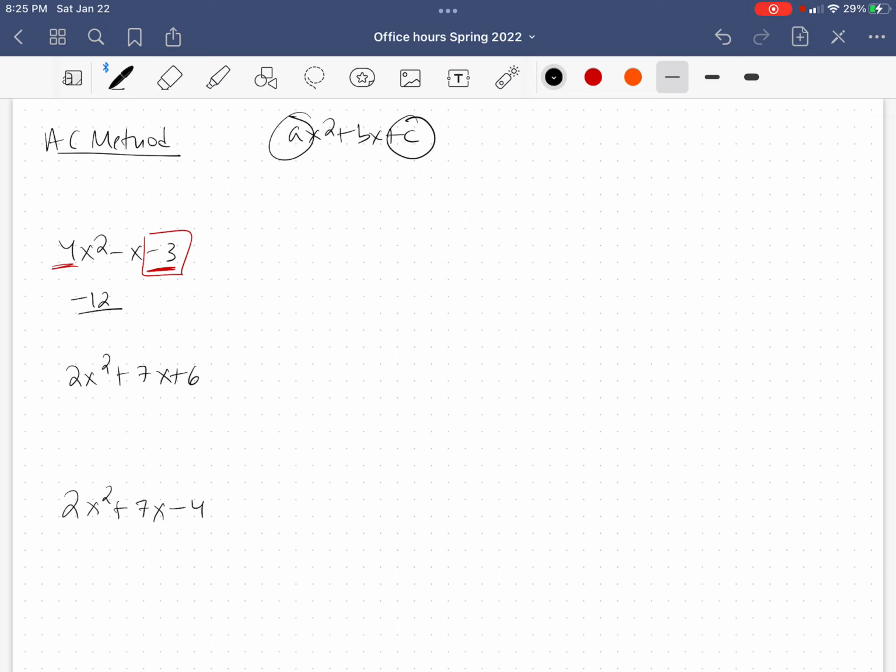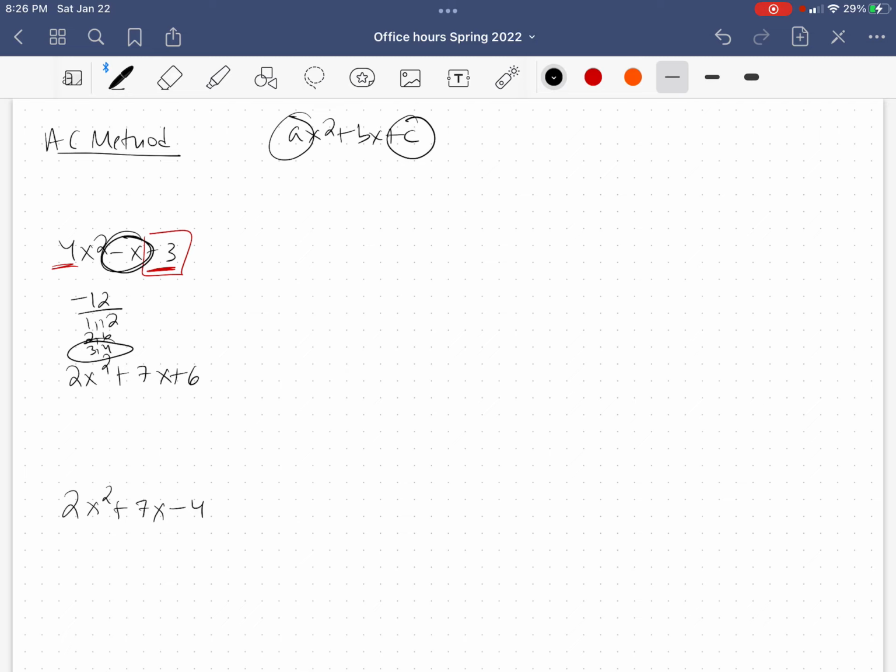I'm going to say, okay, to multiply to 12, I can do 1 and 12, 2 and 6, or 3 and 4. Now, of course, it was really a negative 12, so one of each term would have to be negative. Okay, now if I make one of them negative, will any of them give me a negative 1 from my middle term? Well, 1 and 12, no. 2 and 6, no. But 3 and 4 would.